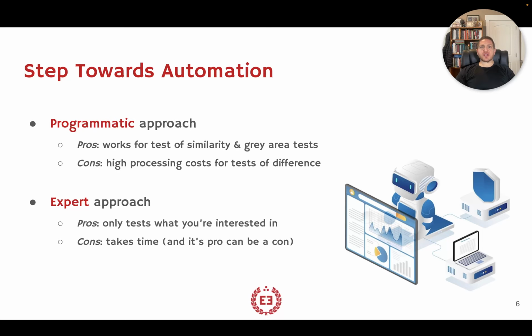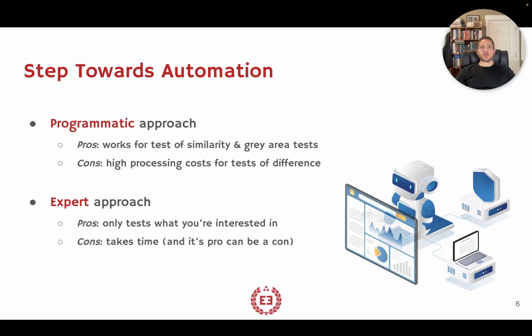The second of these is the expert approach. And this requires an individual who's an expert on the topic to sort through the data and determine which tests will be run. These are still tests of similarity, tests of difference, and gray area tests. But now, instead of just taking a machine and having it put together every possible combination, you are taking a person who understands which combinations make sense, and that's what you're going to execute instead.